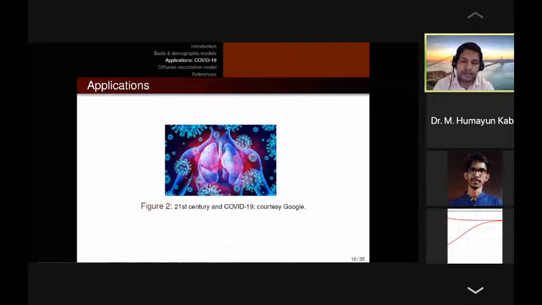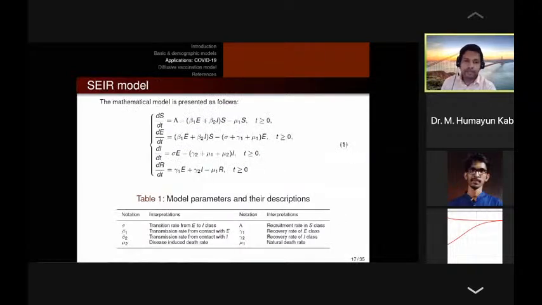So here this scenario is COVID-19, the main infectious disease of the 21st century. And we know what the main reason of death is when individuals are infected by COVID-19. So initially we consider our last model, the SEIR model. The mathematical model is presented as follows.